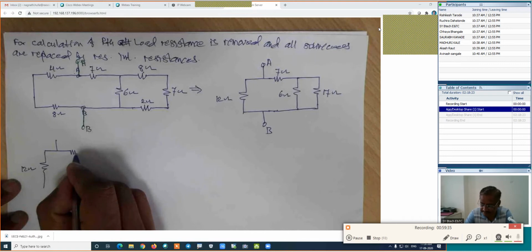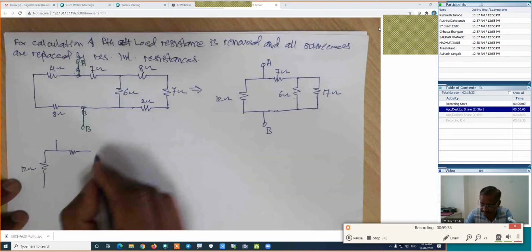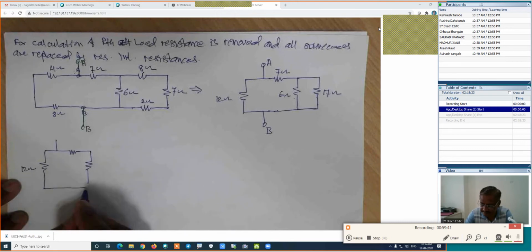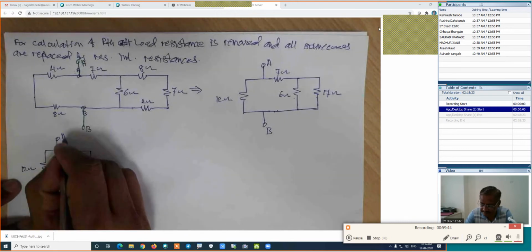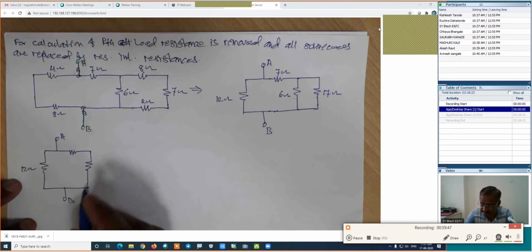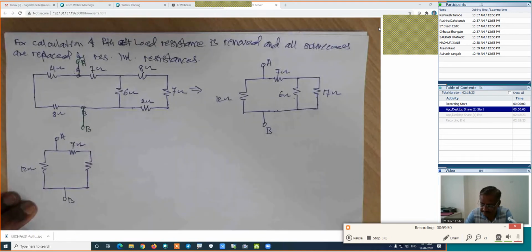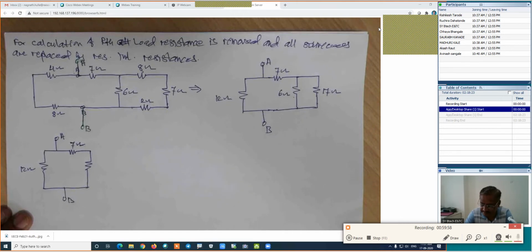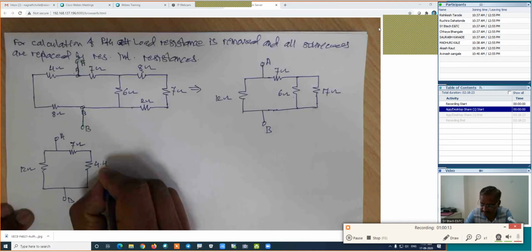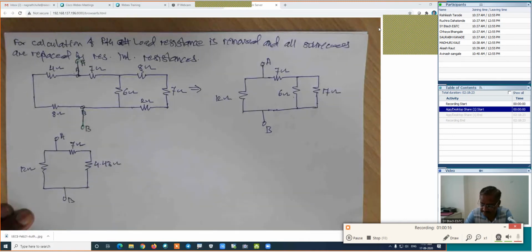Then this 7 ohm I will keep as it is, and these 2 resistances I will replace by their parallel combination. It will be something like this. Here is A point, this is B point. It is the 7 ohm. And how much is the parallel combination of these 2? 17 is in parallel with the 6. How much is the parallel combination? Yes, I am expecting the answers from your side. 4.43. Now, how is the next figure?